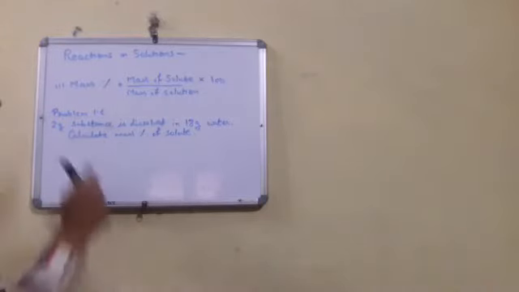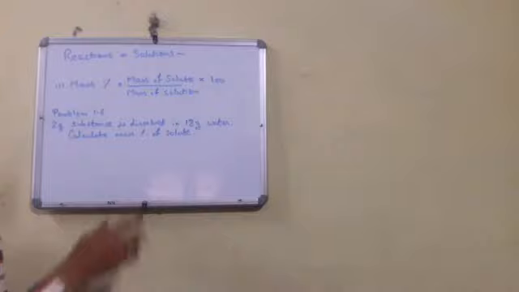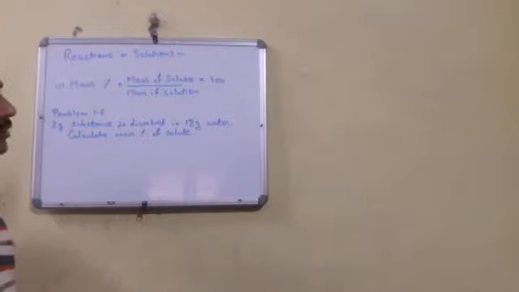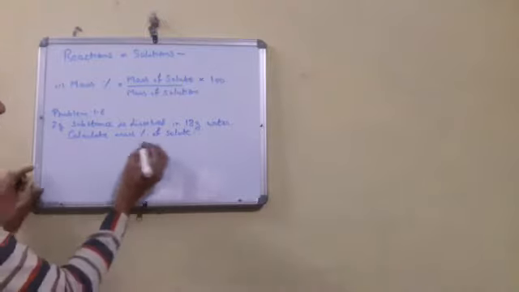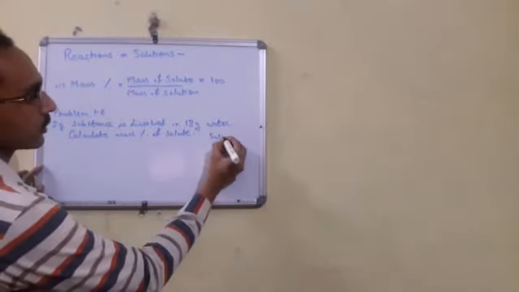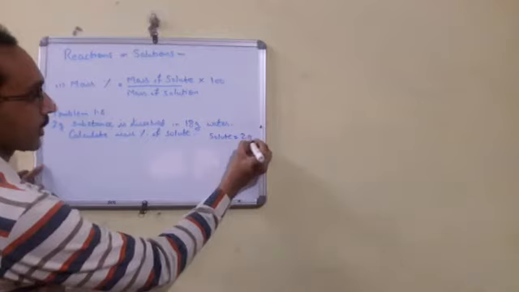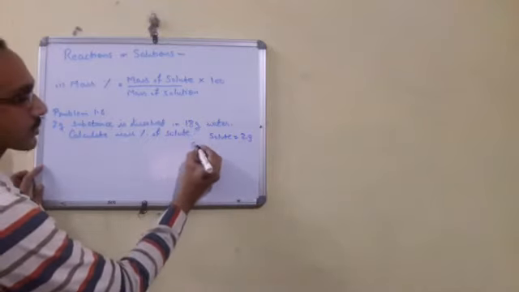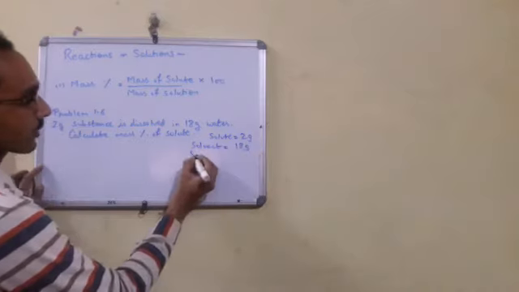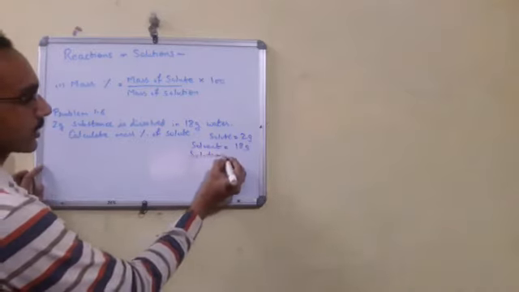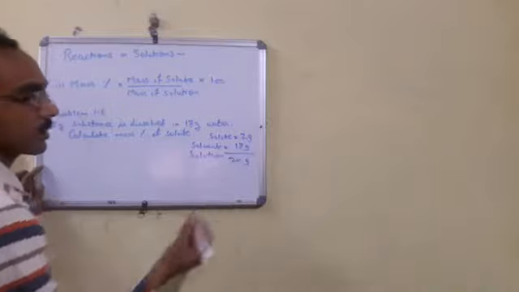Now, see this example, problem 1.6. The question is: 2 gram of a substance is dissolved in 18 gram of water. 2 gram substance means 2 gram is a solute. So what is given? Solute is given, 2 gram. In 18 gram of water, that means solvent is given, 18 gram. That means the total mass of solution will become how much? It is 20 gram. That is the total solution.